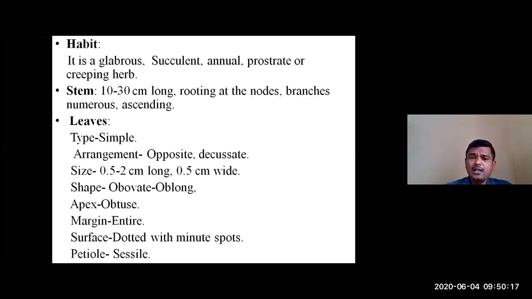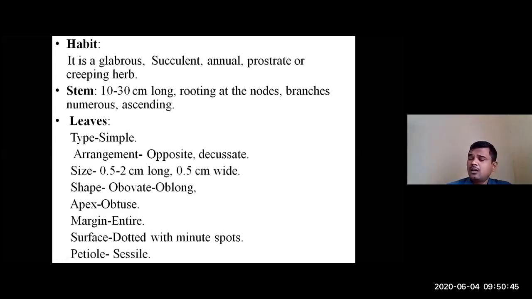It is succulent, annual. So especially during the rainy season, the plants grow. That is prostrate, because the plants spread along the ground level. That's why they are considered prostrate or creeping herb. About the stem, the stem is around 10 to 30 centimeters long. The length of the stem can even be more.